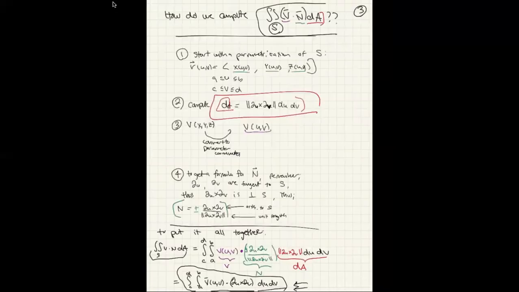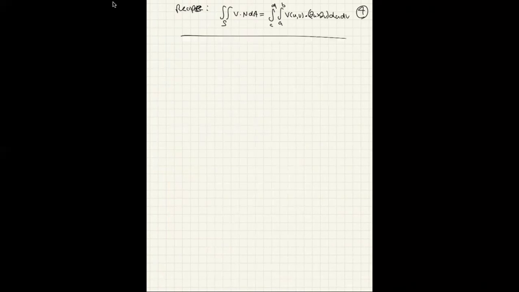And I'll write up that thing at the top. So the recipe, that's not how you spell it, recipe, there's no E. The flux integral of v dot n dA is this thing, the integral from c to d, a to b, of v of u, v dotted with partial u cross partial v, that's a vector, it gets dotted, and then it's du dv. Okay, so that's what we got on the previous page. Let's do an example.